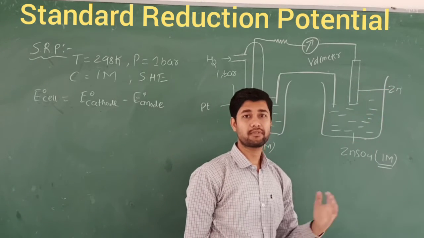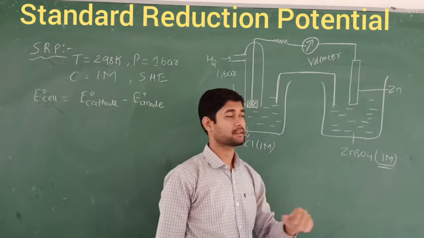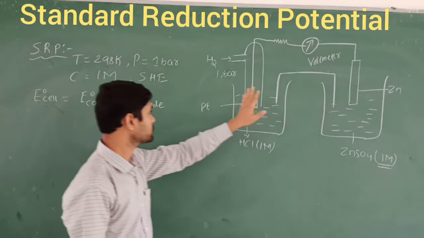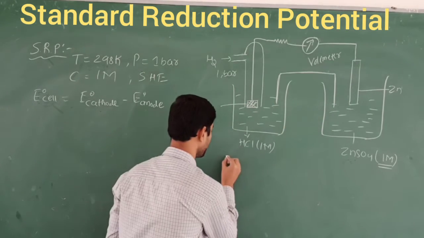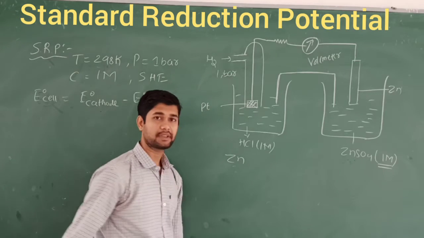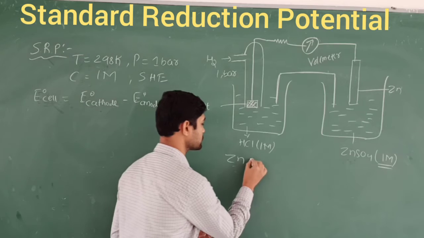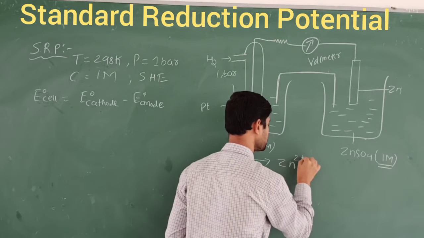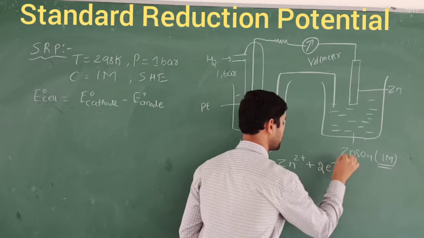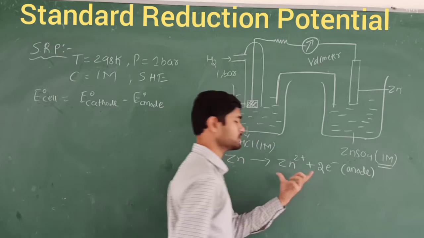Anode means loss of electrons, that is an oxidation reaction, which takes place here. Here it acts as an anode, and the hydrogen electrode acts as a cathode. Let's write the reactions here. First I am going to write the reaction of the anode. Anode means oxidation, and oxidation means loss of electrons. Here zinc readily goes to Zn2+ and loses 2 electrons. So this is the reaction of the anode. Anode means oxidation takes place.